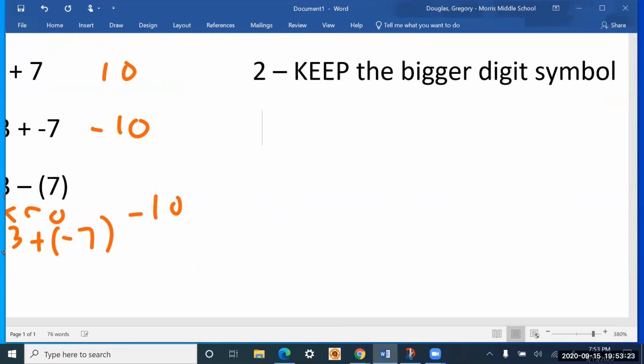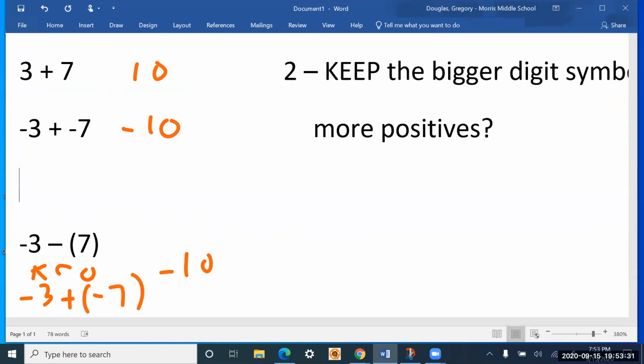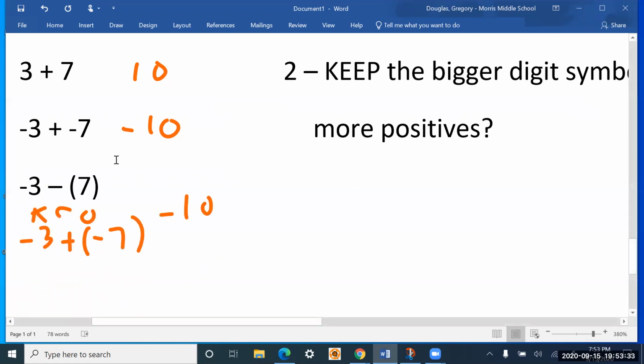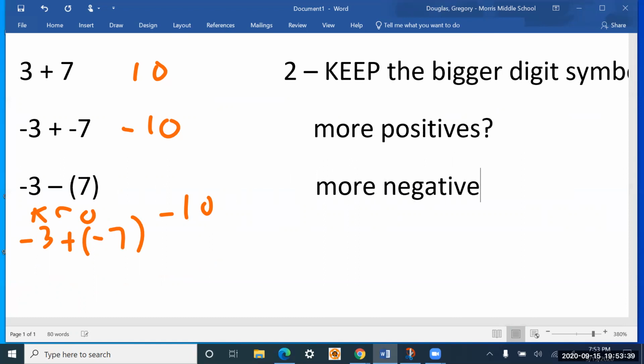Okay, so for example, do you have more positives? Then you're going to have a positive answer. More negatives, you're going to have a negative answer. Okay? You guys know this. If we were dealing with money and you were trying to buy something from somebody, you know if you have more negatives or more positives. If something costs more than you have money, then you don't have enough. You're short. You're negative. Okay?